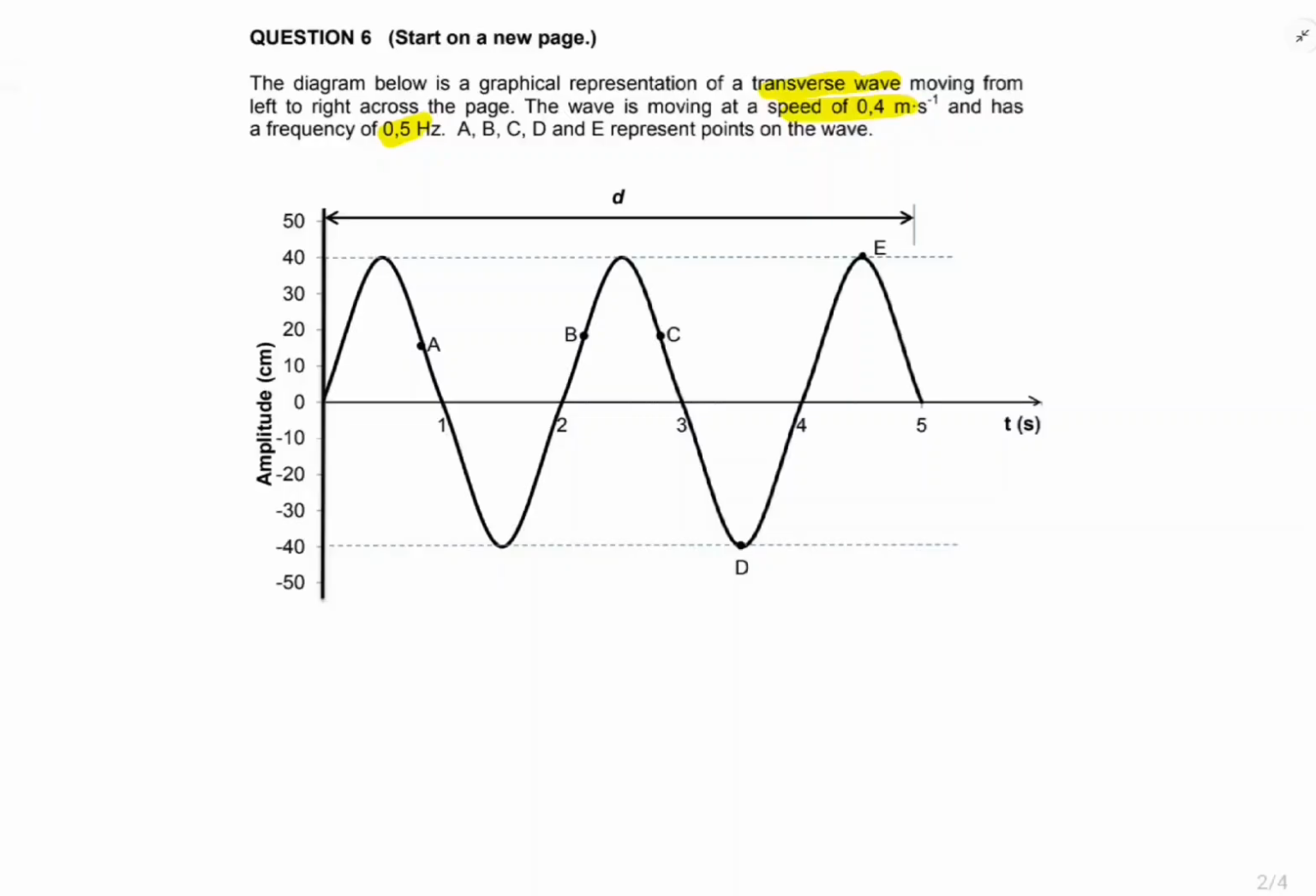And remember, we identified that the frequency, the speed, the energy, and the wavelength are just some of the parameters that describe your wave. So I think it's safe to move to questions. Before that, we are told that A, B, C, D, and E represent points on the wave, as we can see. So let's move to the questions.